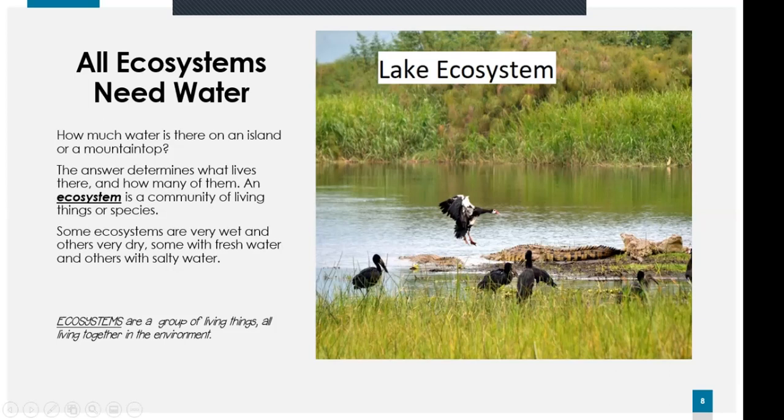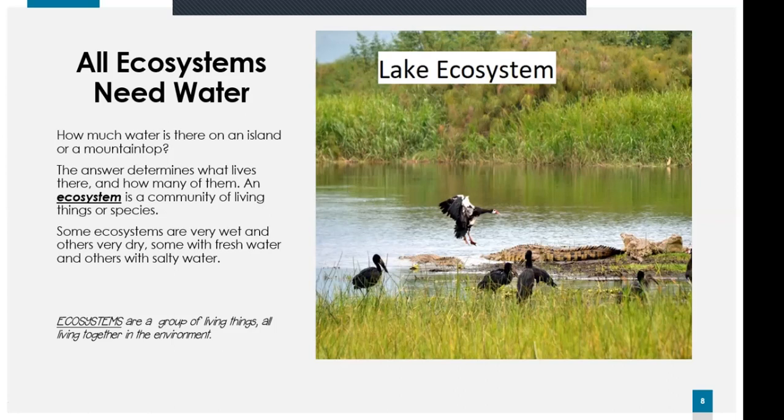And here is a picture of a lake ecosystem. Okay, I see some water birds. They might be storks or herons, long-legged birds. I also see some alligators or crocodiles. I can't tell the difference between them, but it's a group of living things. We know that plants are also living things, so all these grasses and bushes and trees that you see in the background are part of the lake ecosystem as well. What other animals do you think might live in this lake ecosystem?